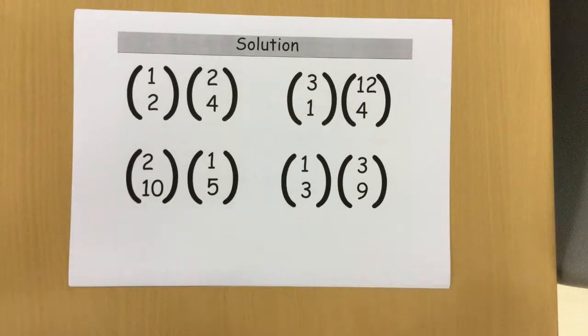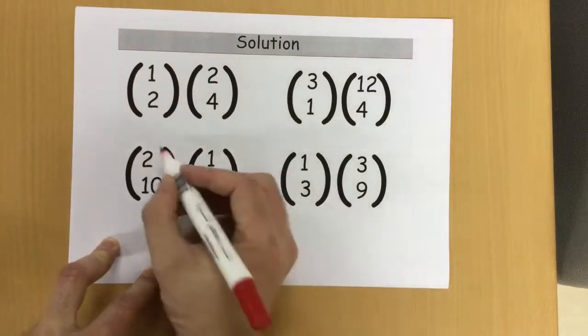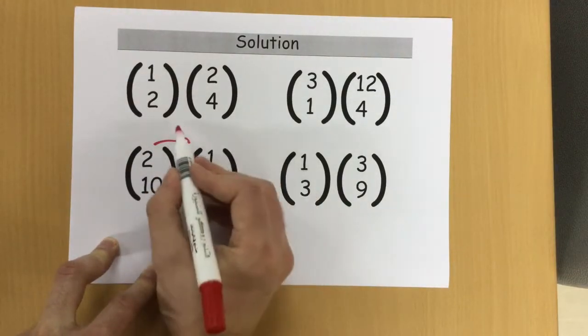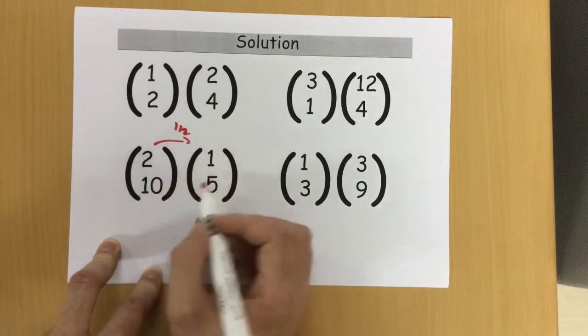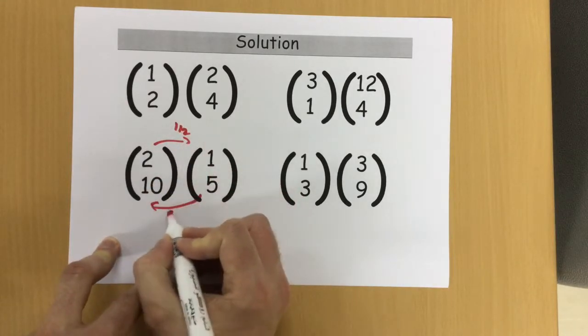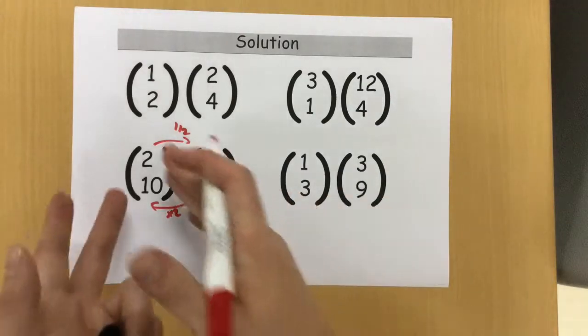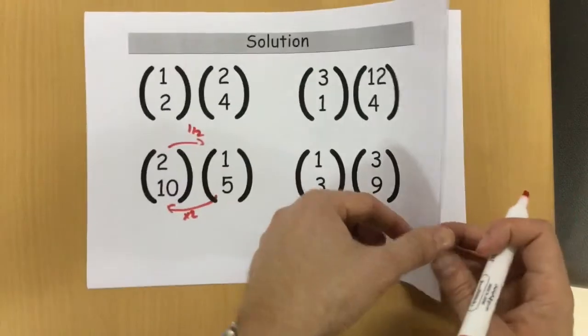So there are solutions. Look at these 2 here. Now we could say that either it's a multiplier of a half going that way, or that's a multiplier of 2 going the other direction. Either way, it's got the same multiplier.